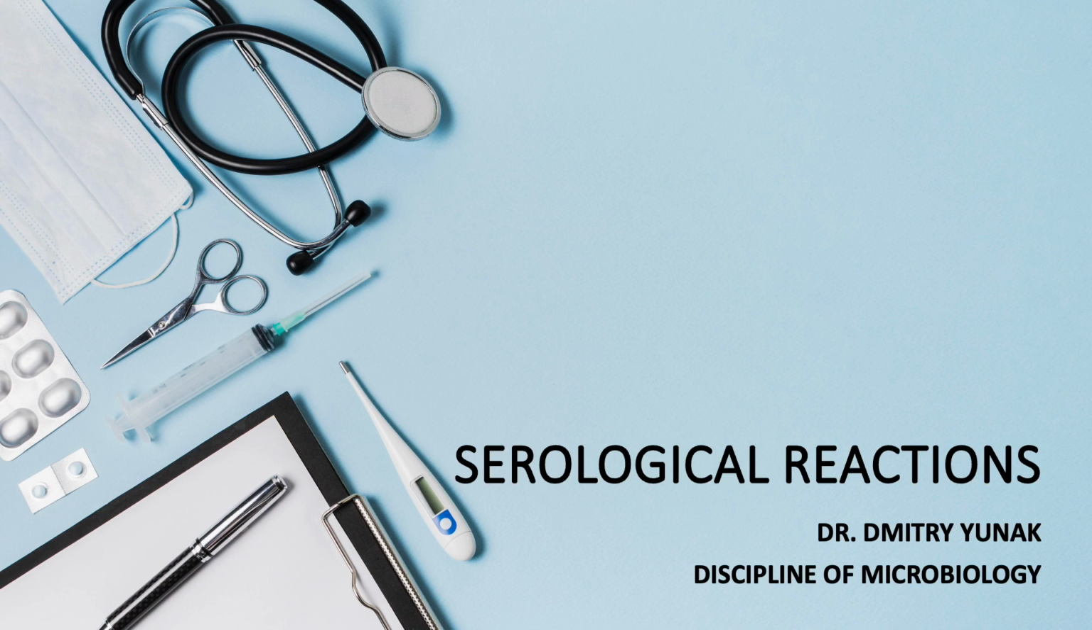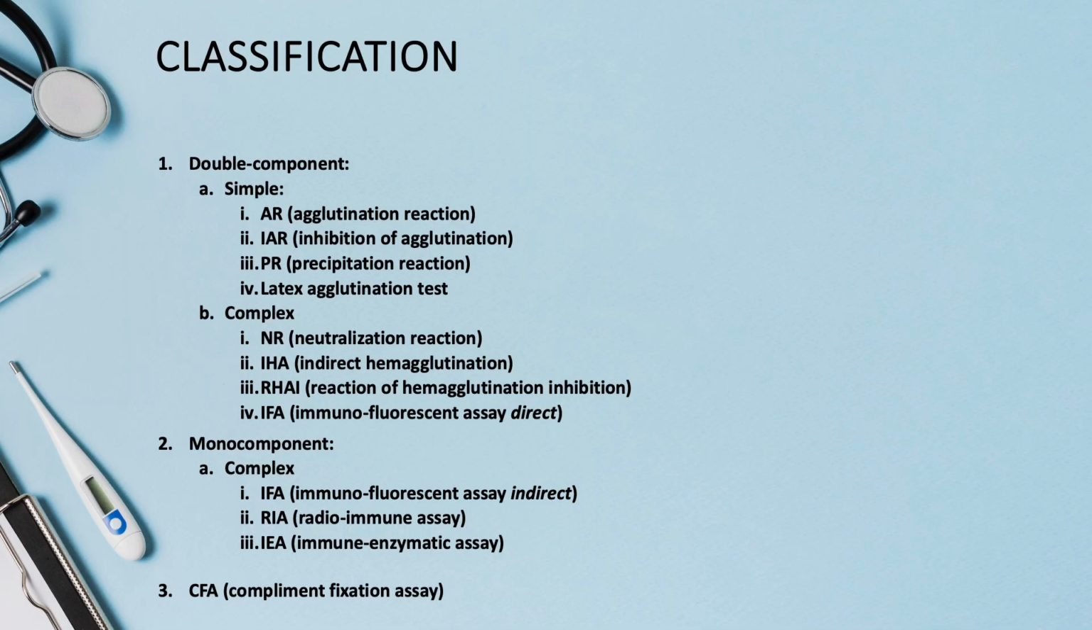So today we will discuss one more classification of serological reactions. First of all, we can divide all of the serological reactions by other features, for example, by the number of components we have in this reaction. So, by amount of components they can be divided in two groups: double component and monocomponent.